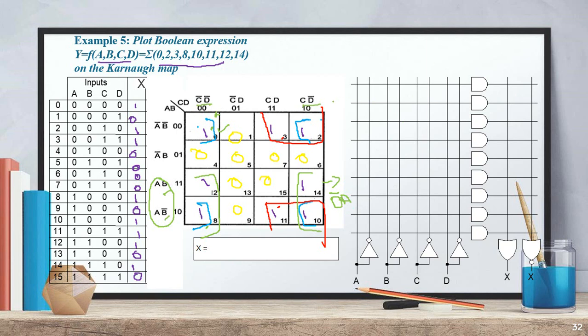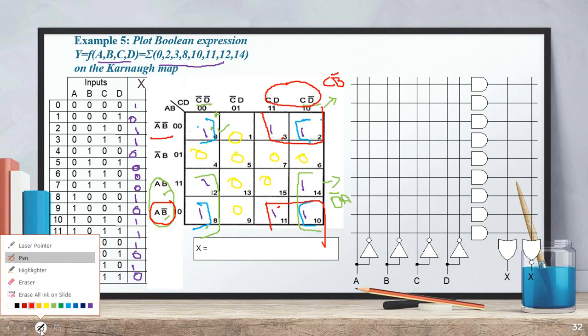Same way we can go with this red diagram. In this we can say that it is actually 3, 2, that means CD and CD bar portion. Here D bar is different, so we are getting C here. And in this portion it is actually 2, 3, 11, 10, so A bar B bar and A B bar portion is involved. In this B bar is common, A bar and A are different, so you take B bar. From this we get C B bar.